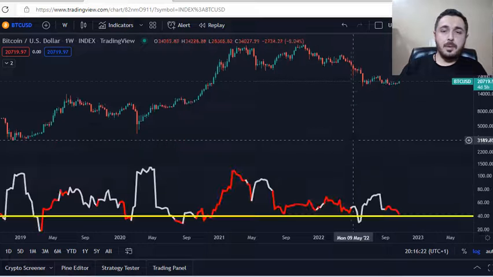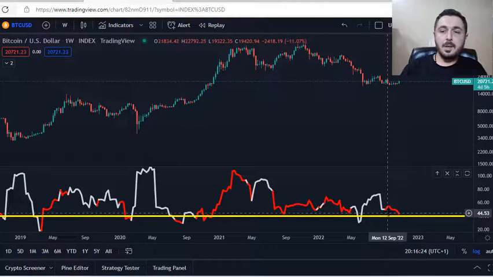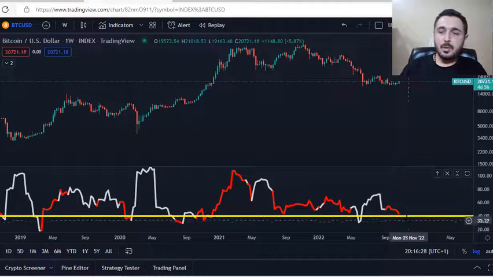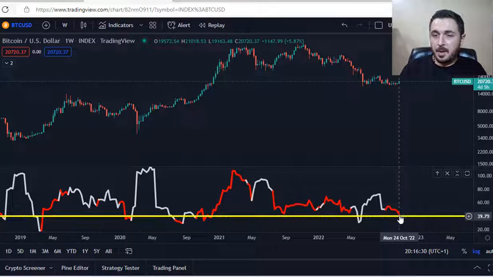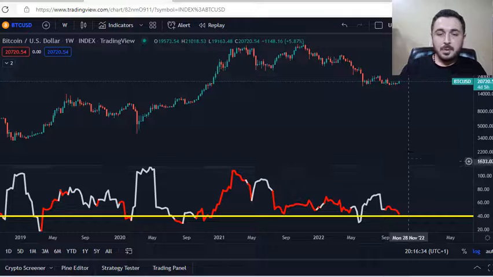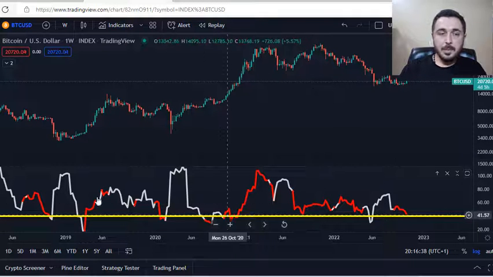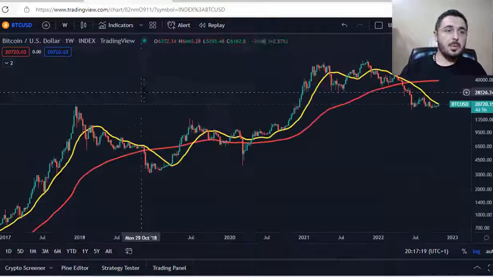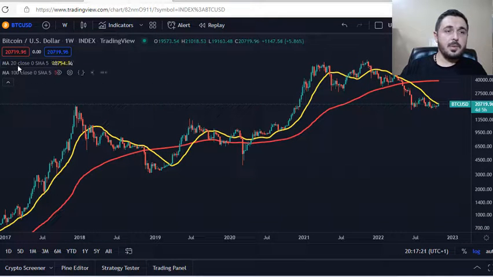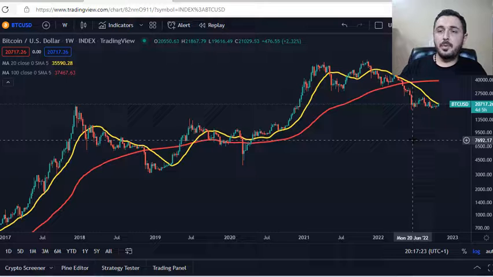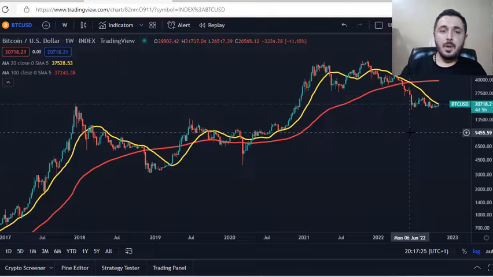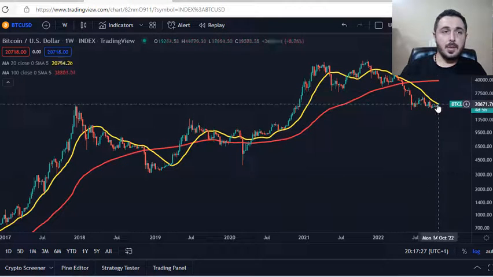We also spoke about the NVT flashing red in the previous video, and what you can realize here is the red cross is getting closer and closer to the 40 level, which is a good sign. It could be doing something similar to this place. And we also spoke about the 20-week and the 100-week moving average. We're going to give a little update today on this.